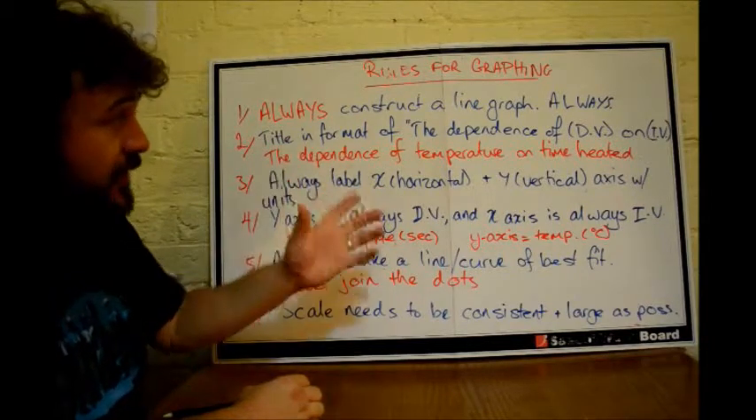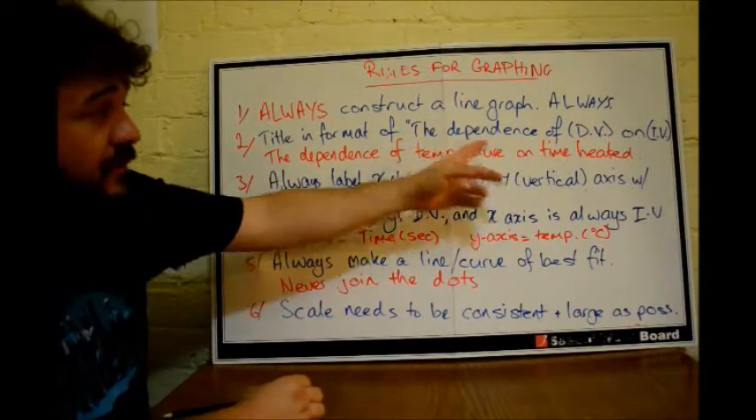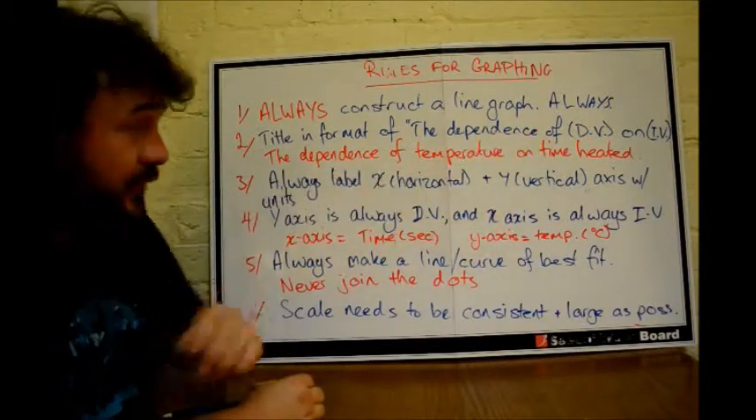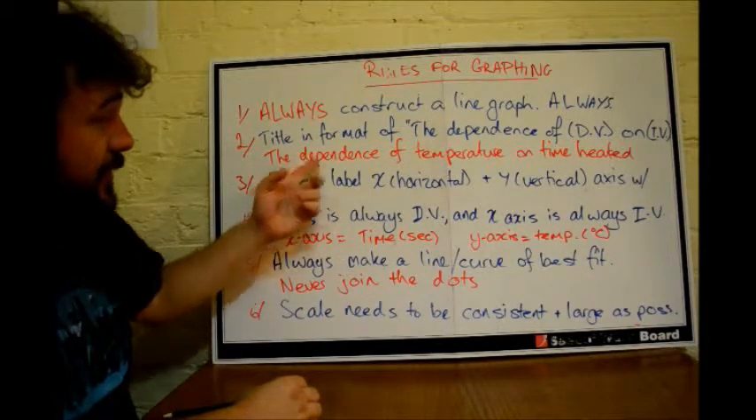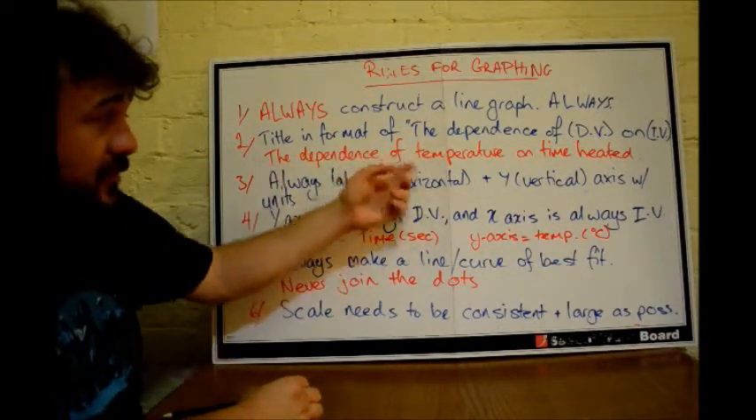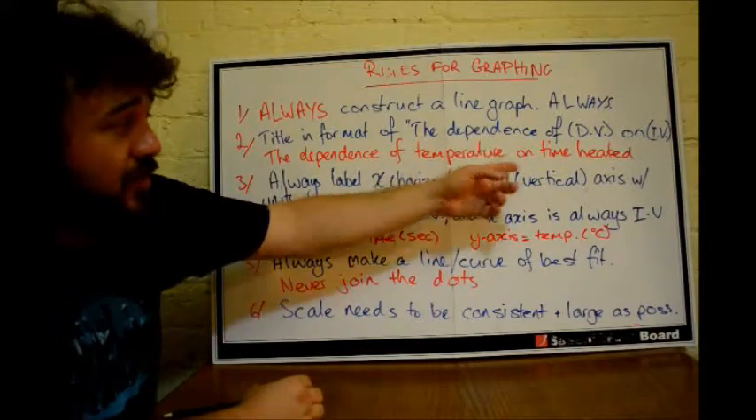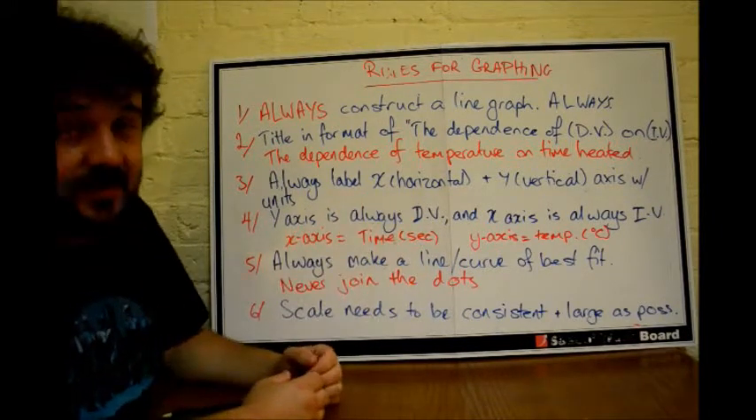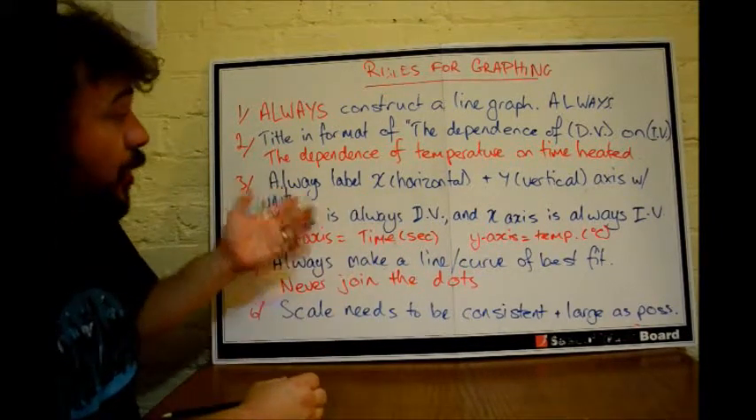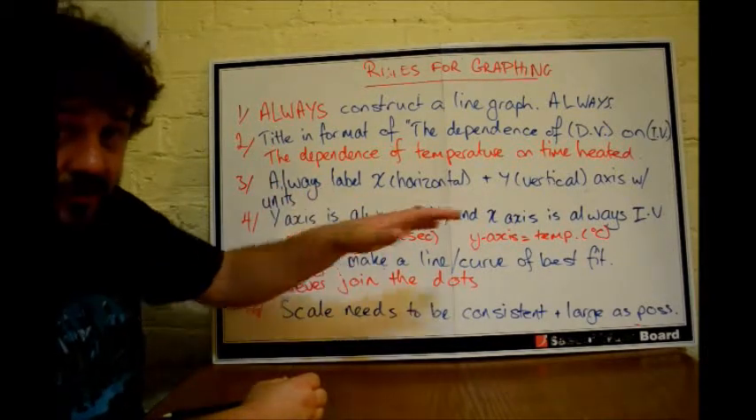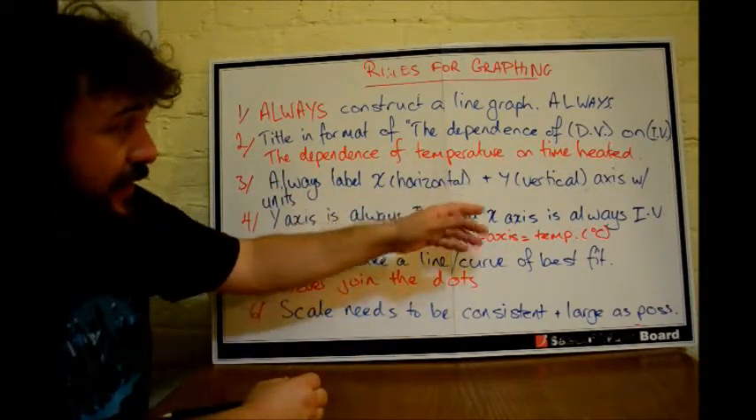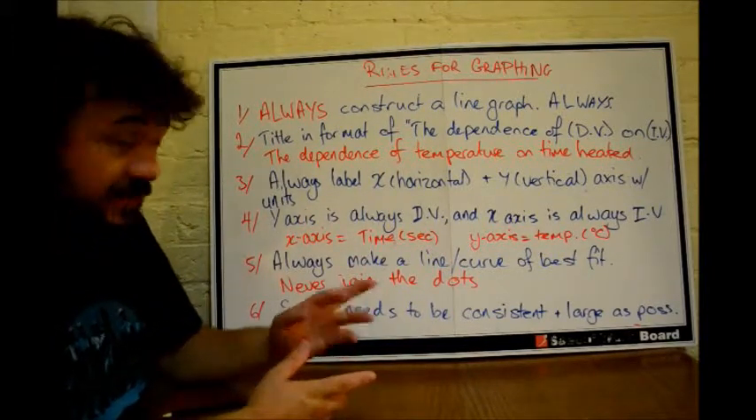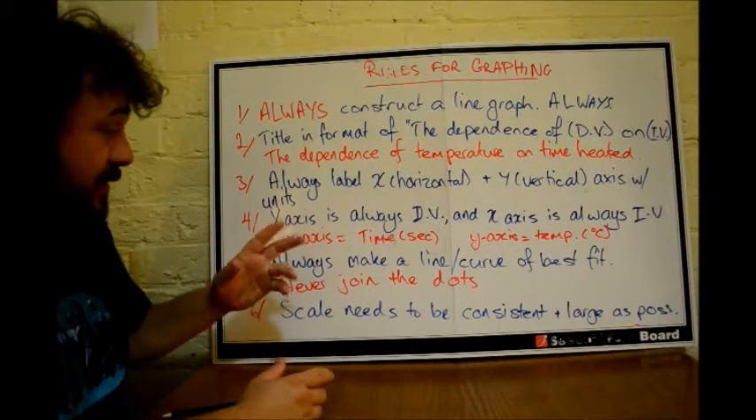Title: they all need a title and it should be in the format of "the dependence of" the dependent variable "on" the independent variable. So for example, the dependence of temperature on time heated. So the amount of time we heat the beaker, what happens to the temperature, okay? Always label the x axis, which is the horizontal axis, and the y axis, the vertical axis, with the units. This goes with the next rule at the same time, so they go together.